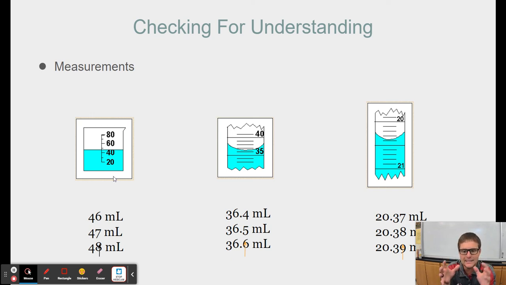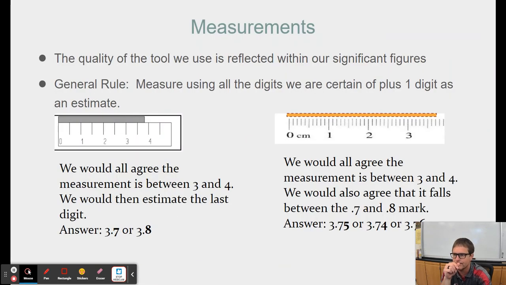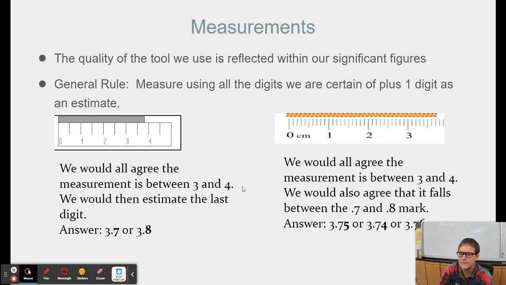So when we are looking at significant figures, we are looking at the device, and the precision of the device tells us the quality of the tool we are using. The quality of the tool is going to be reflected within our significant figures. So here, only to the ones place; here to the tenths, here to the hundredths. I hope this helps you understand how to take measurements with significant figures.